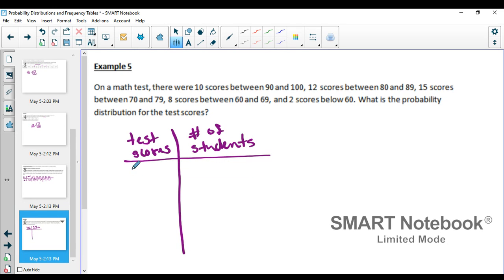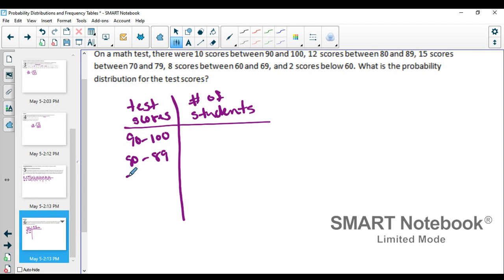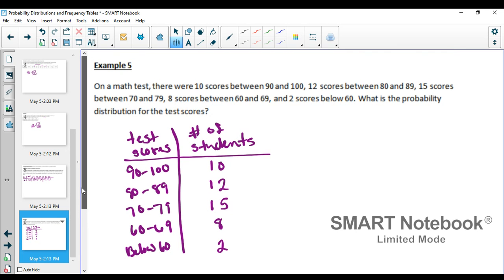All right, so they're between 90 and 100, 80 and 89, 70 to 79, 60 to 69, and then below 60. There were 10 scores here, 12 here, 15 here, 8 here, and 2 here. So then that's the probability distribution for our test scores. And I believe that was our last example for this one.